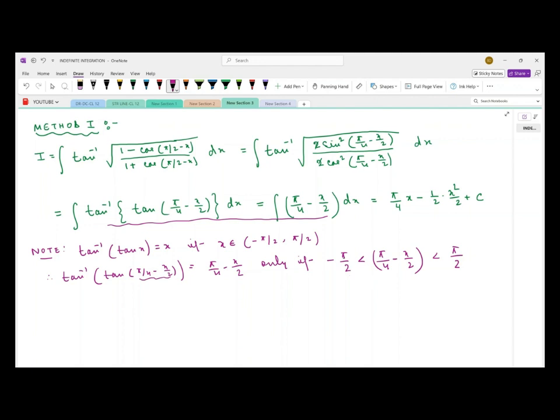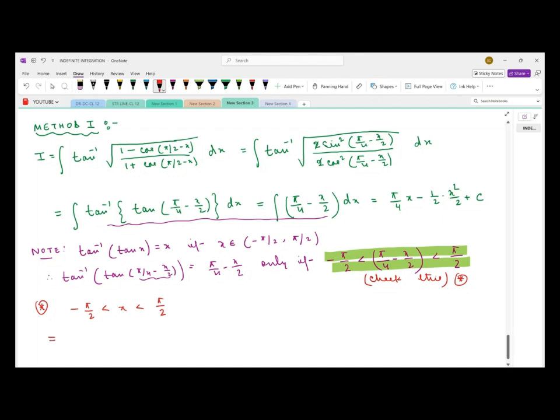So whether this is happening or not, we don't know. We blindly just use the property. So we have to check whether this is happening or not. We have to check this. And how do I do this? This is the way. Okay. Now, what is given? It is given that minus pi by 2 is less than x is less than pi by 2.